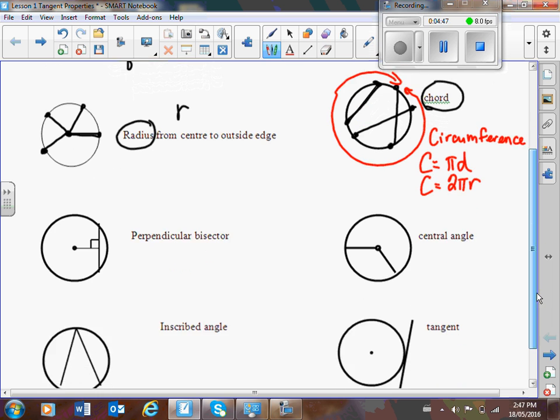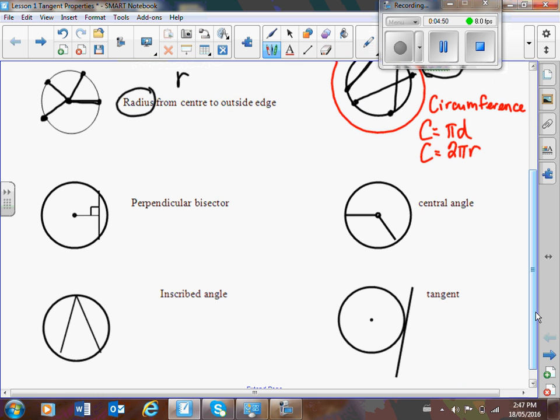All right, moving on. These terms we're going to see quite a bit this year, so it's important to understand them. The first one is called the perpendicular bisector. I kind of think it's almost like a superhero name. I'm the perpendicular bisector. It is exactly what it says it is.